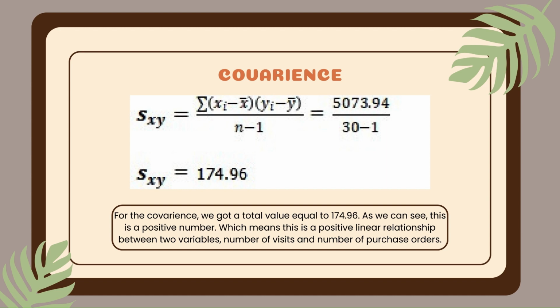The covariance describes the direction of the linear relationship between variable x and y. The formula of sample covariance is the sum of x minus the mean of x, multiplied by y minus the mean of y, divided by sample size minus 1. So we got 5073.94 divided by 30 minus 1, equal to 174.96. As we can see, this is a positive number, which means this is a positive linear relationship between two variables, number of visits and number of purchase orders.